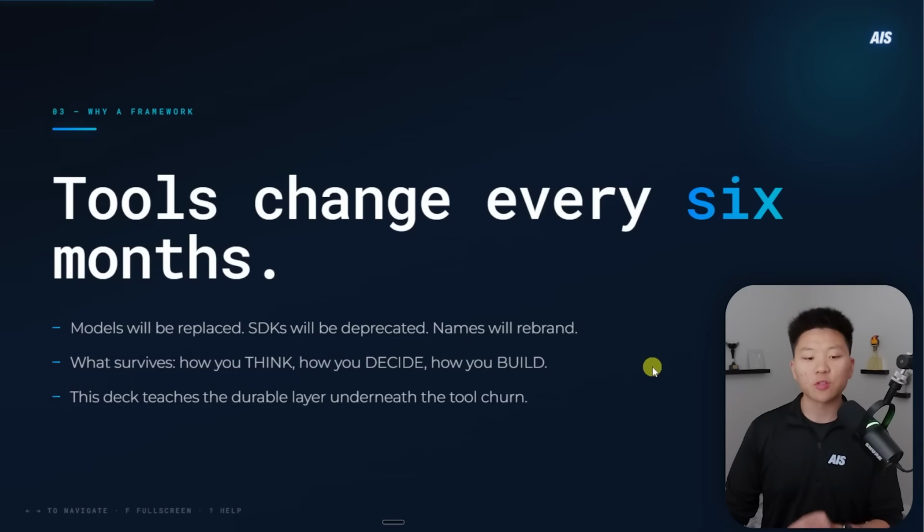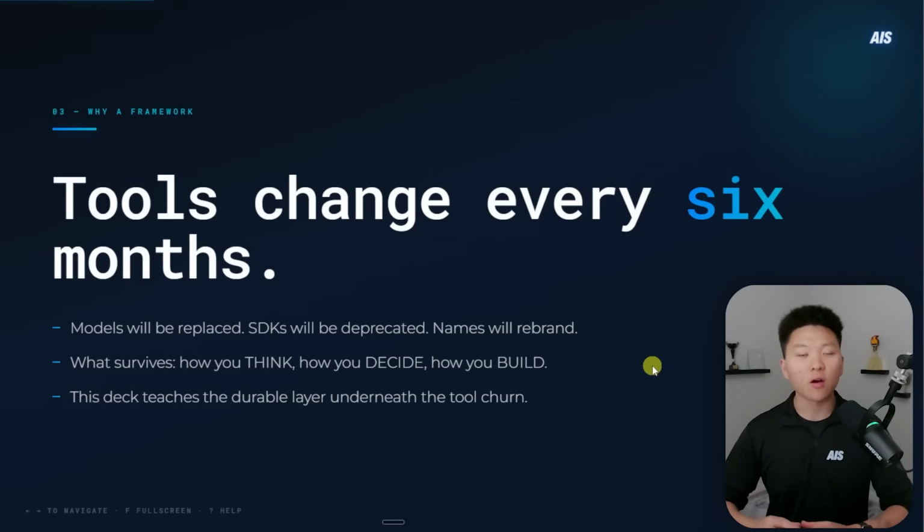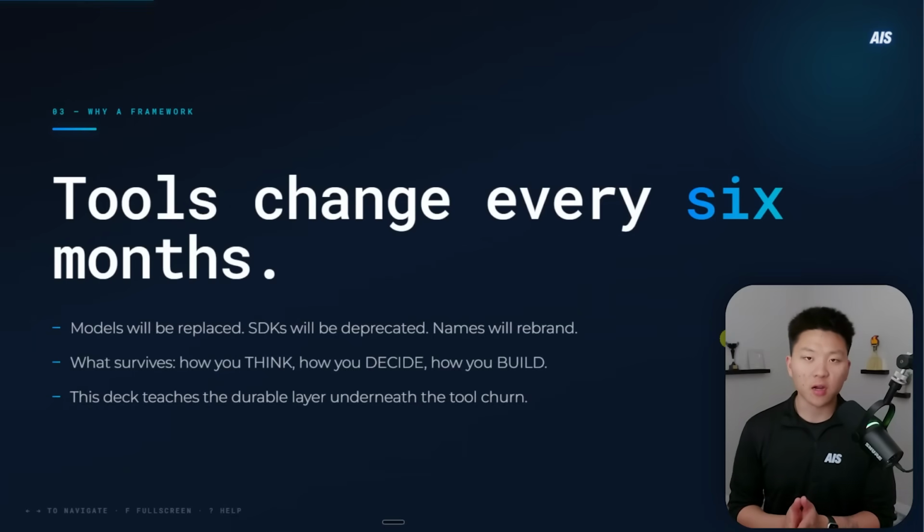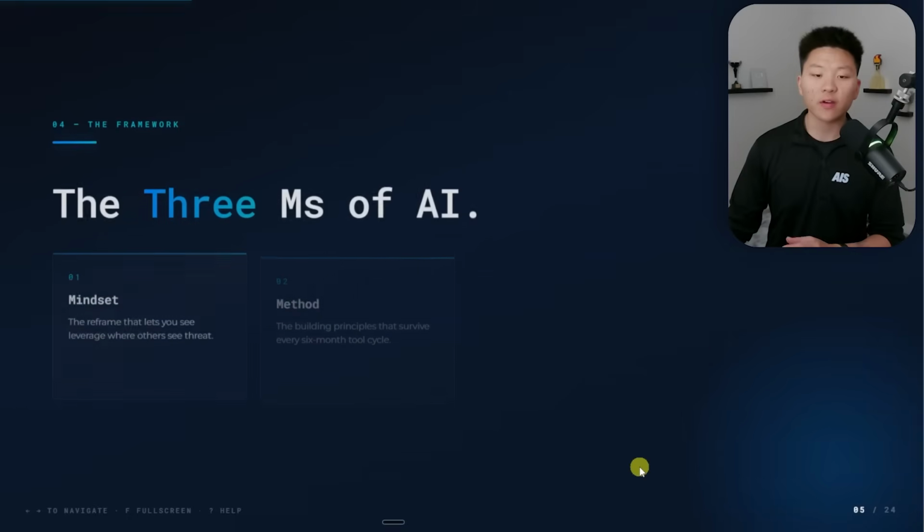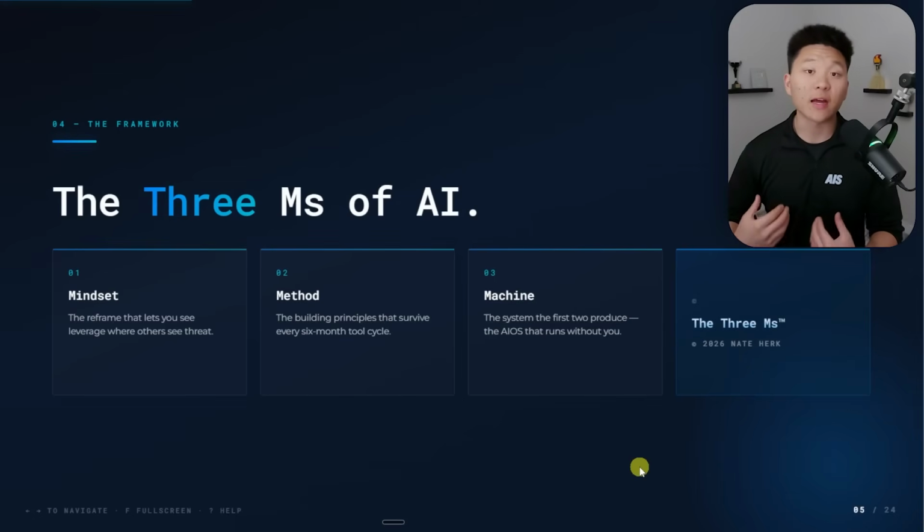So I'm going to be teaching you the durable layer that sits underneath all these tools and all these different buzzwords. Okay, so there's 2 main frameworks that we're going to be talking about today. The first one is more of a high-level framework around the way that I think about AI, and it's called the 3 M's of AI. We've got the mindset, the method, and the machine.